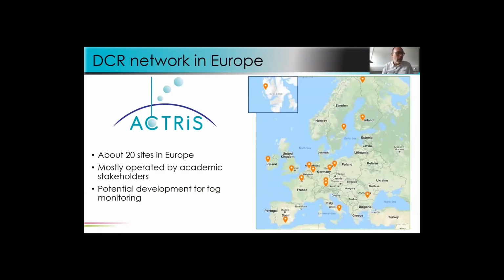Finally, the network that we have currently in Europe consists of about 20 cloud radars, and they are mostly operated by academic stakeholders, university research centers. There is, however, a potential for further development of this network, in particular for fog applications that could involve more operational stakeholders such as airports.